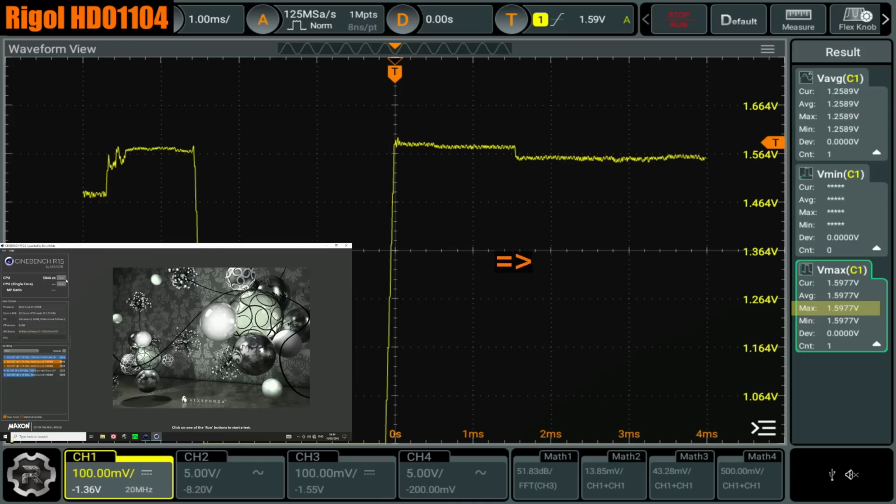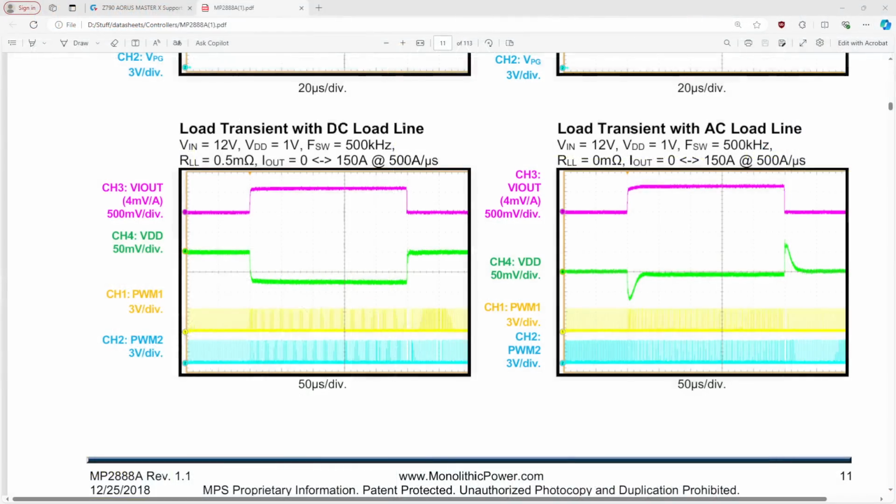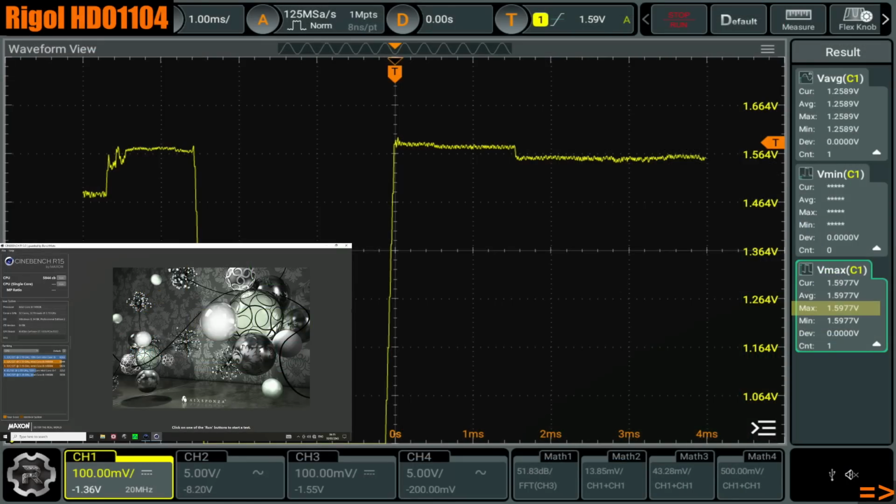If this was a transient, the waveform we would be looking at, let me just pull up the right tab. Yes, okay. So if this was just a regular load release transient, we would be looking at something that looks more like this, where it just shoots up as the output current drops, and then it recovers. We're not seeing a recovery. Mind you, this graph is at 50 microseconds per division. What I have on the oscilloscope right now is at 1 millisecond per division. So, yeah, this is just a bad VID request, right?